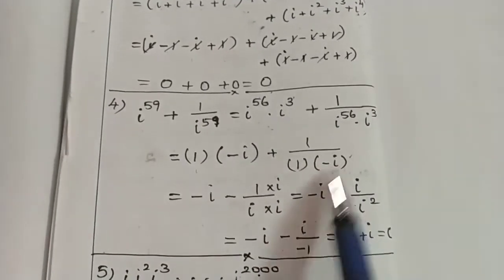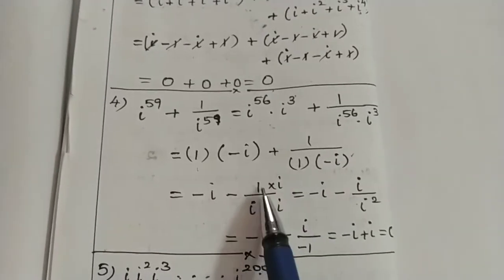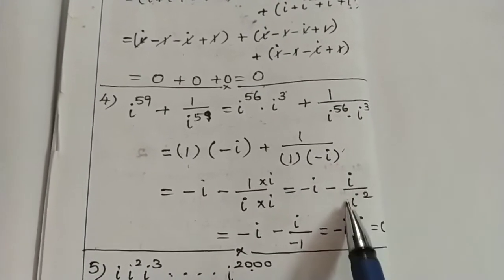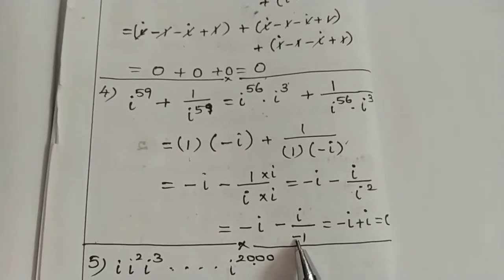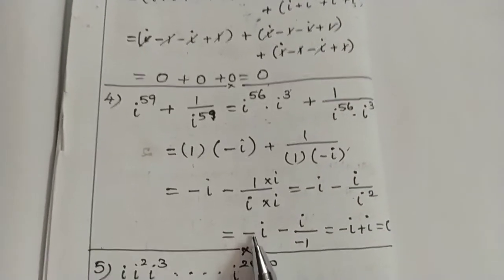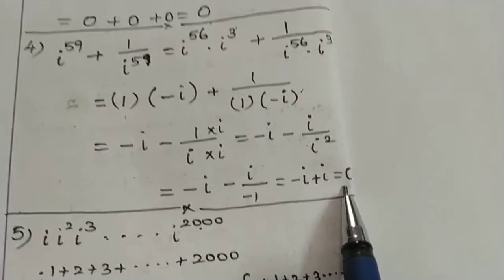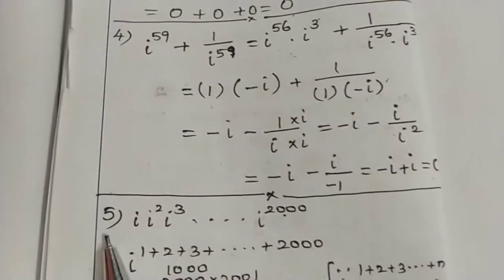Here both the numerator and denominator are multiplied by i. What is the value? i by i square. Here i square value is minus 1. i square value minus 1, multiply minus i plus i. Minus i plus i, what is the value? 0. Value is 0.